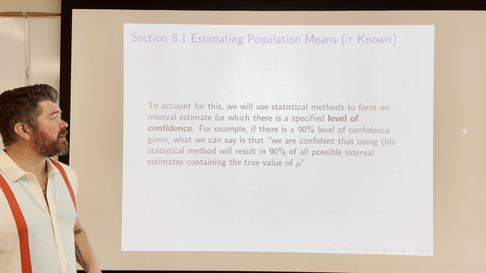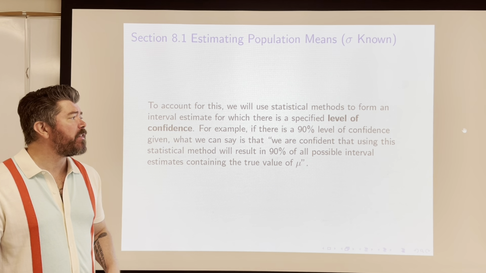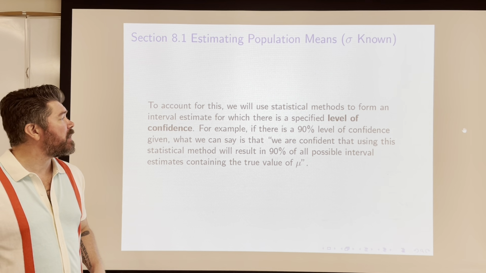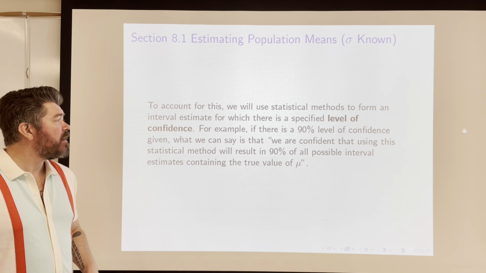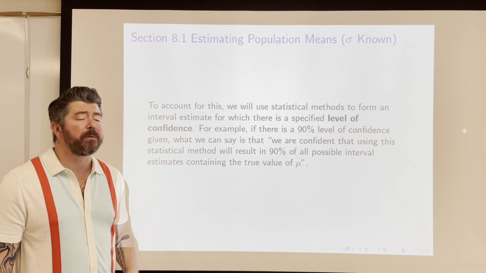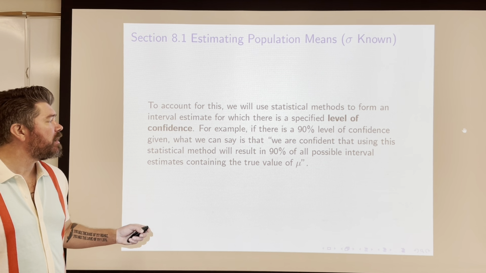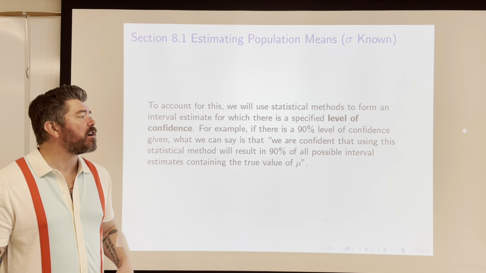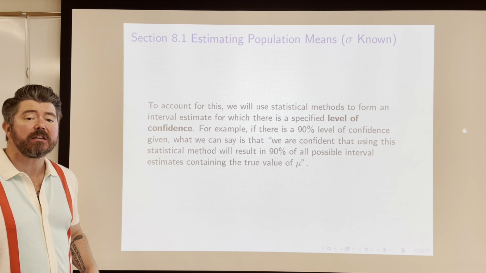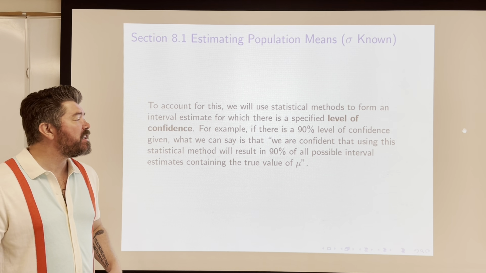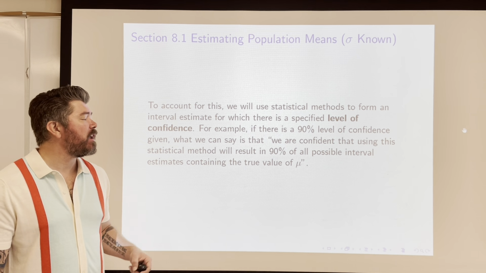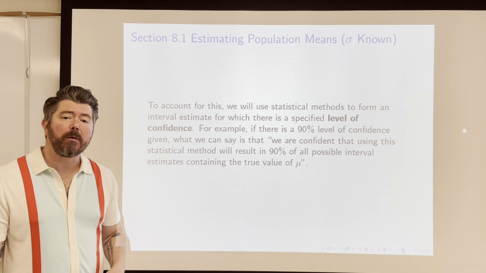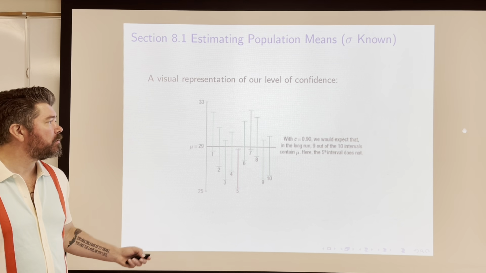To account for this, we will use statistical methods to form an interval estimate for which there is a specified level of confidence. For example, if there is a 90% level of confidence given, what we can say is that we are confident that using this statistical method will result in 90% of all possible interval estimates containing the true value of our population mean mu.